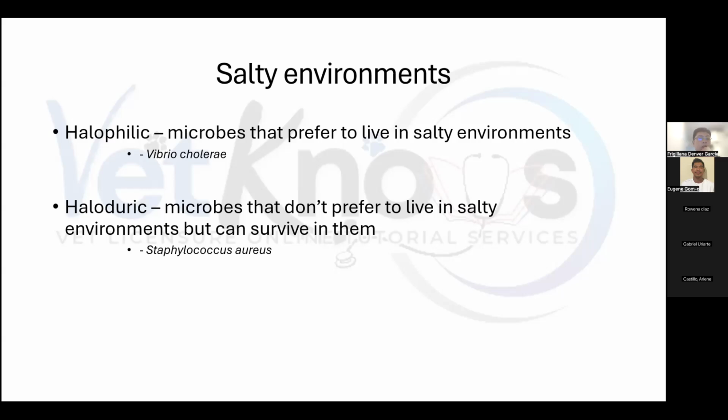Next, we have salty environments. We have only two types, halophilic and haloduric. Halophilic microorganisms or bacterial cells thrive in the presence of salt. An example would be Vibrio cholerae, which is important for humans because it causes cholera. Haloduric microbes don't prefer to live in salty environments, however, they can survive in them. An example would be Staphylococcus aureus.